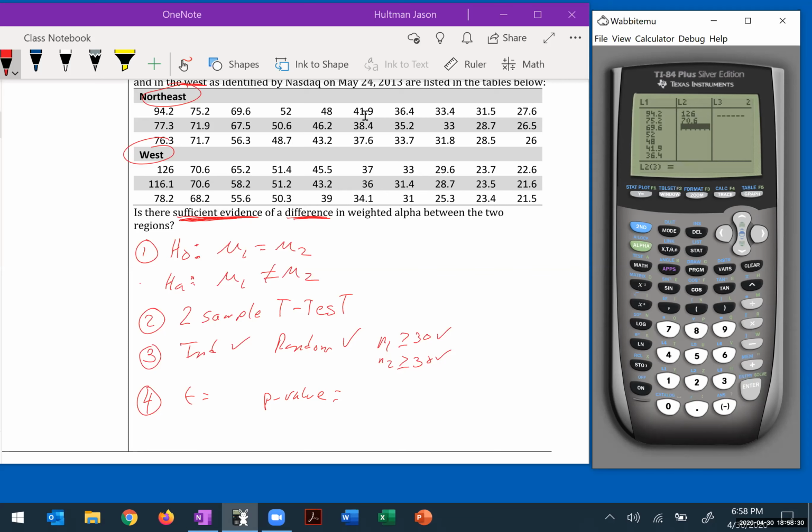Okay, 70.6, 65.2. So you can see why it's a lot nicer when they give you the summary data already done for you. They calculated all the means and standard deviations for you. It's a lot nicer. 45.5, 37, 33, 29.6, 23.7, 22.6. At least I have a keyboard that I can do this on.